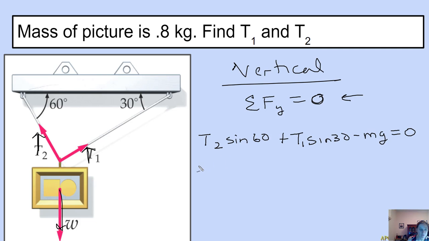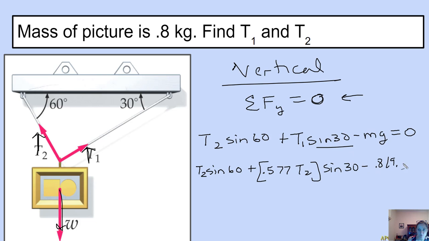Okay, and then we solved for T1. T1 is equal to 0.577 T2. Be careful, don't drop the extra stuff. It's tempting to do that because you already have stuff there. And then this is 0.8 times 9.8 equals 0. And now we only have one unknown.